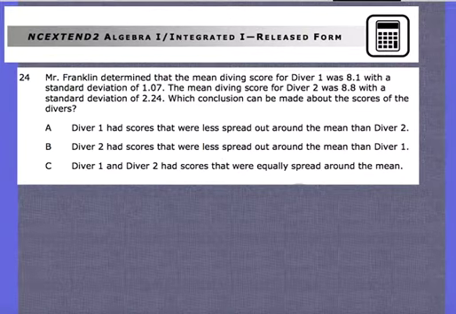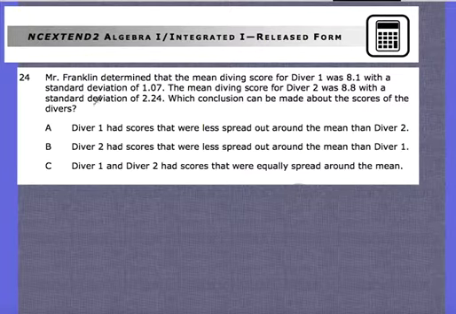Continuing with our packet that we've been working on for the last couple of days, on number 24, we've got Mr. Franklin determined that the mean diving score for diver 1 was 8.1 with a standard deviation of 1.07. The mean diving score for diver 2 was 8.8 with a standard deviation of 2.24. Which conclusion could be made about the scores of the divers?